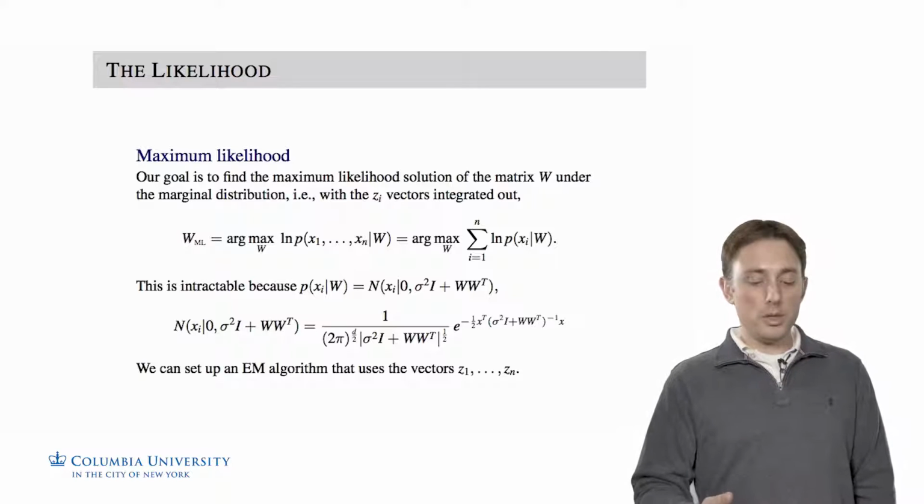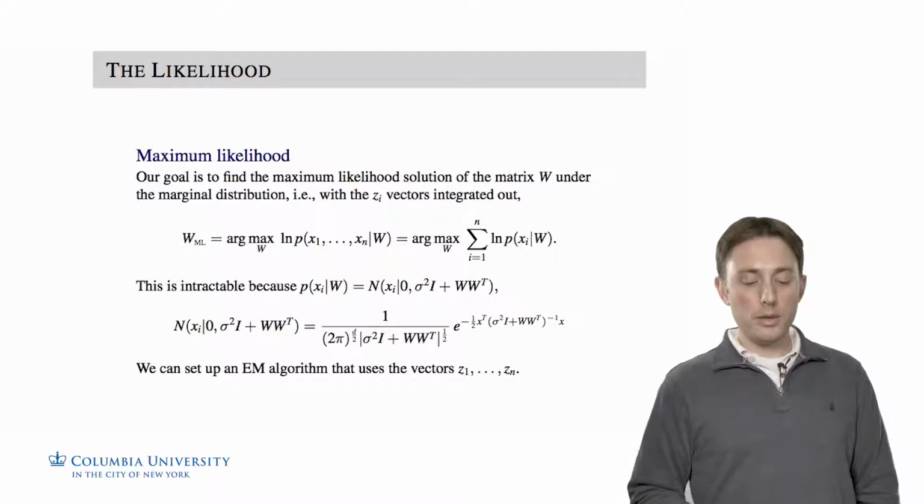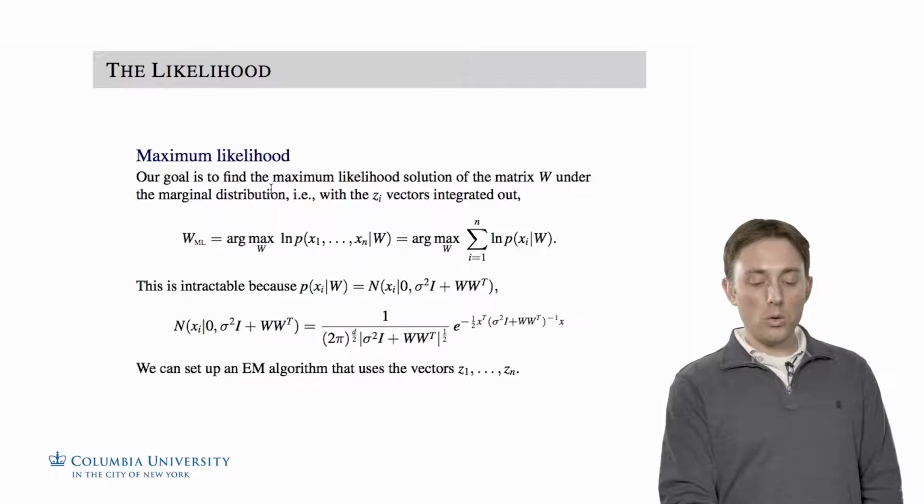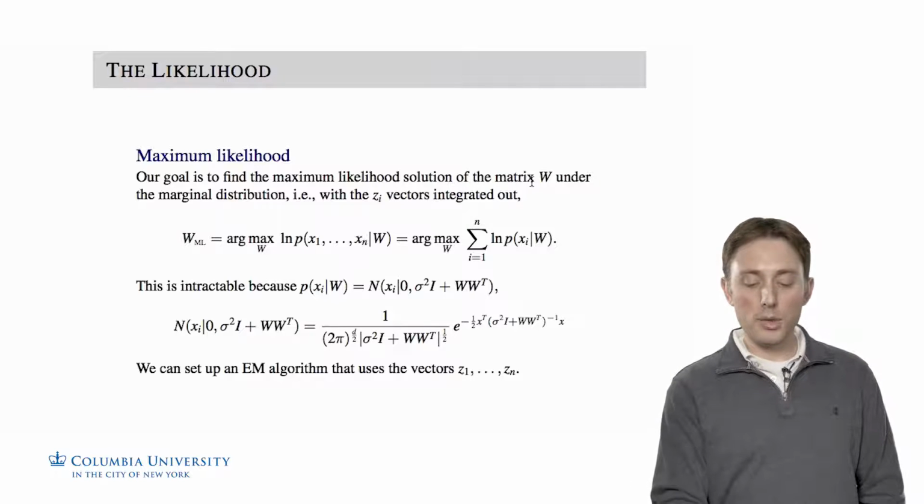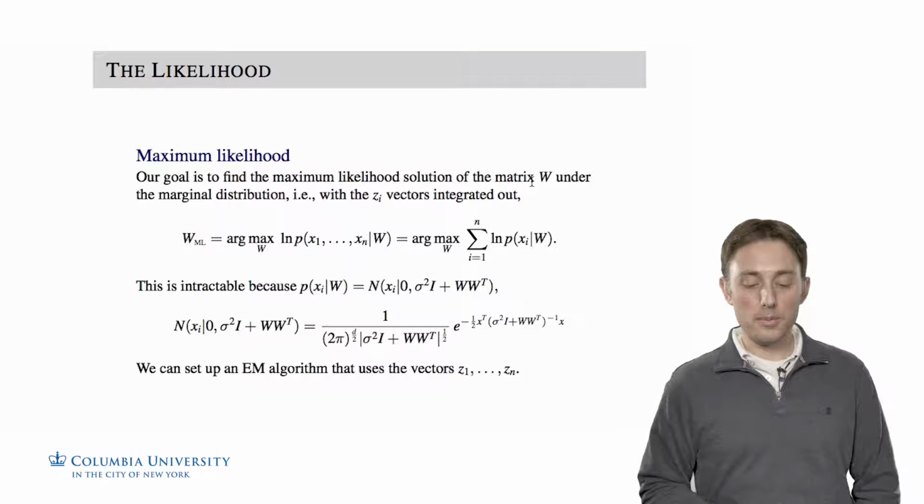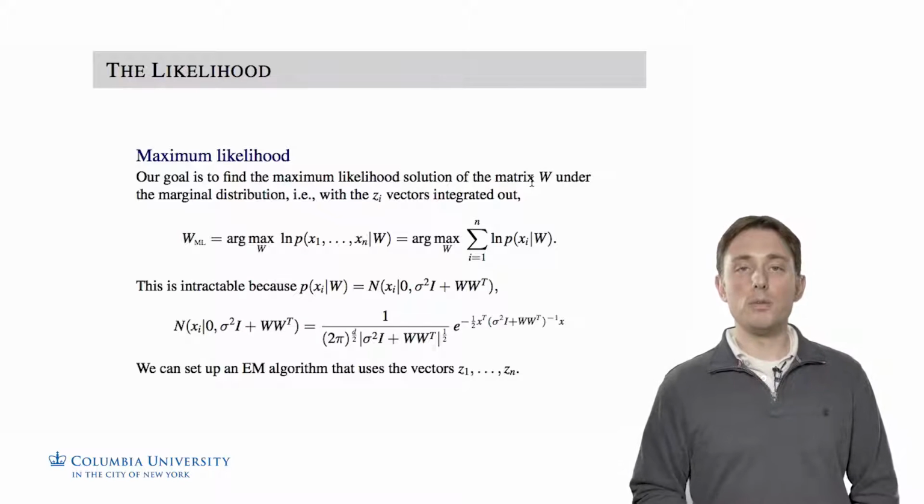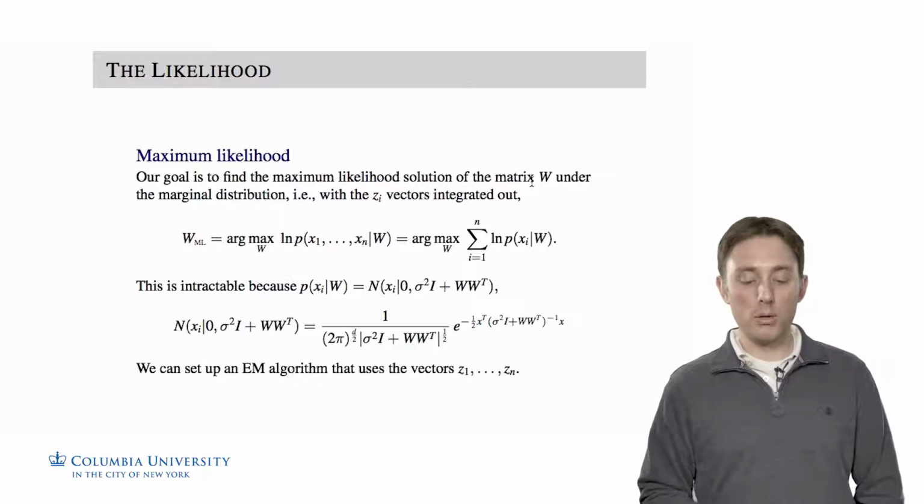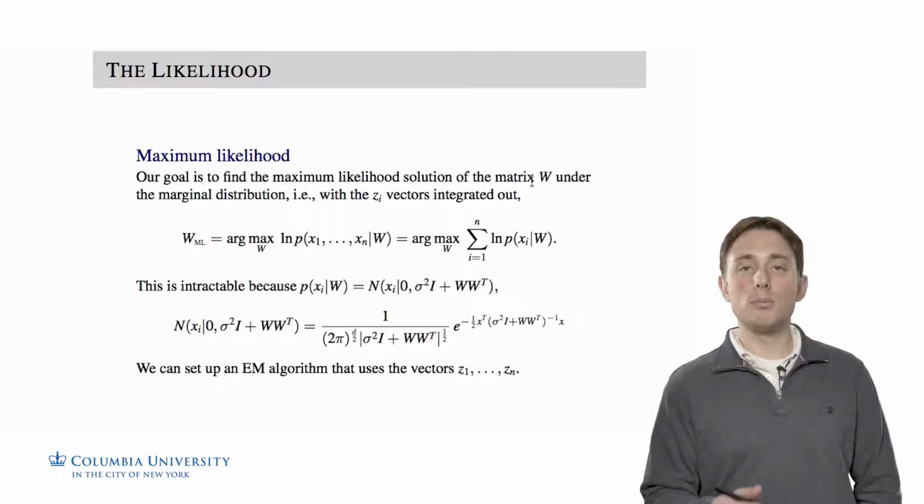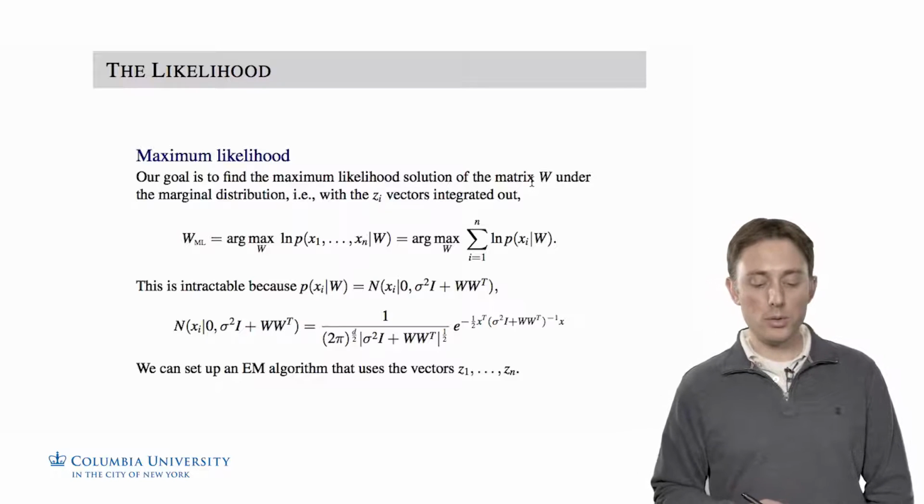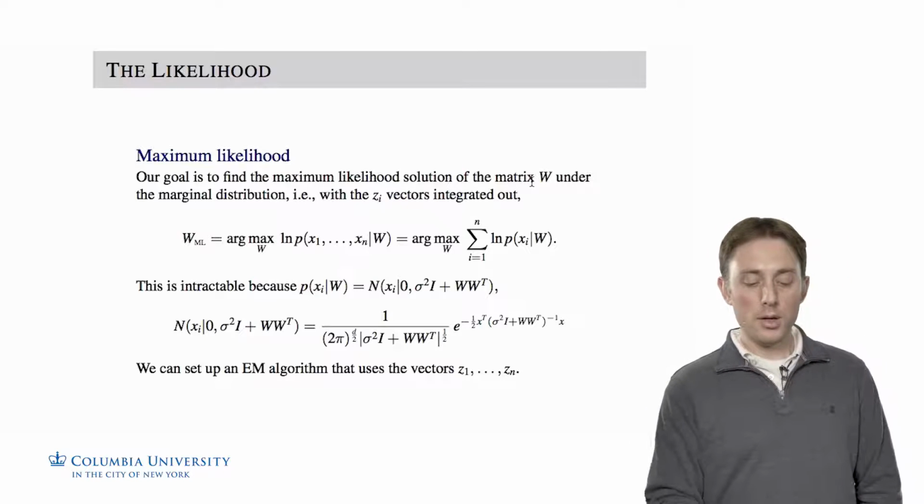And the way that we're going to do this is through maximum likelihood. Our goal is to find the maximum likelihood solution of the matrix W under the marginal distribution. So our goal is to integrate out all of the z's, the impact of z. We want to integrate it out of the model and then do a point estimate that maximizes the marginal likelihood with respect to the matrix W.